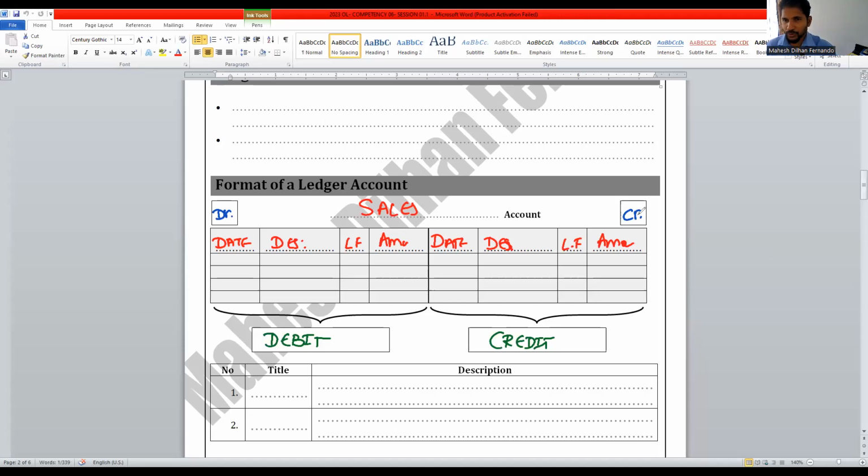Better to mention it; you don't want to draw squares, right? Because this is the first stage where you learn a ledger account, so you should know how to prepare it correctly. Now I told you the name of the ledger account should be mentioned, then the format: date, description, ledger folio, and amount.